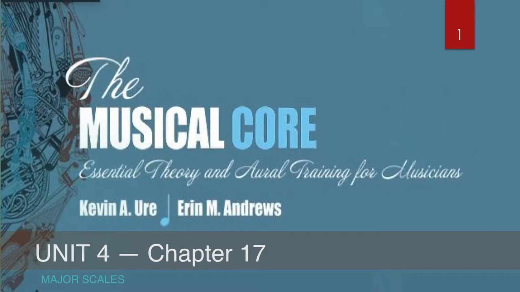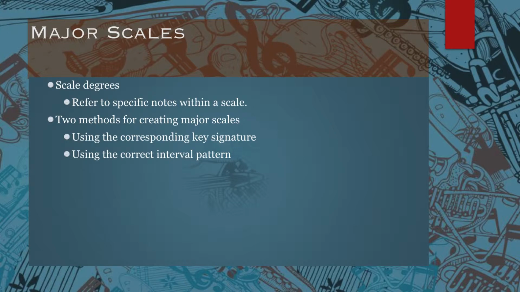major scale is. So before starting this chapter, and especially after you read the textbook, you should understand the concept of a scale degree. A scale degree refers to specific notes within a scale. So the first scale degree would be the first note of a scale. So in the key of C major, the first scale degree is C. In the key of C major, the second scale degree is D. The third would be E. The fourth would be F. The fifth is G. The sixth is A. And the seventh is B.